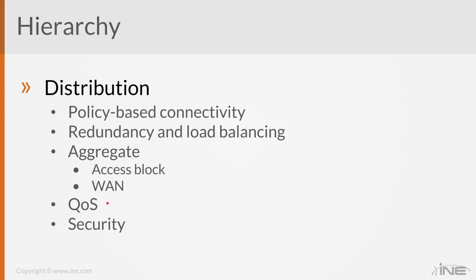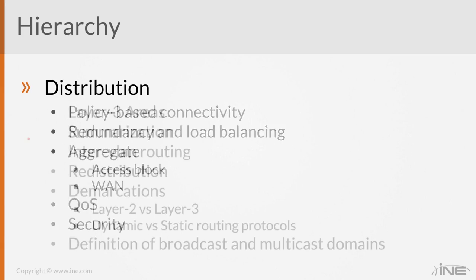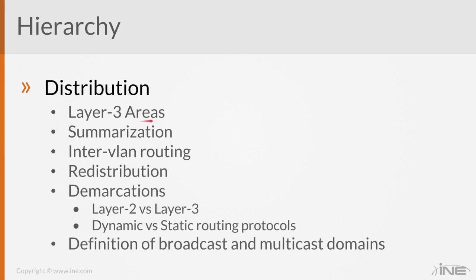Quality of service needs to be implemented at this layer, and security. This is where you could or should do your deep inspection, apply stringent rules, create firewalls if you want to. Also, this would be where we create different layer 3 areas.